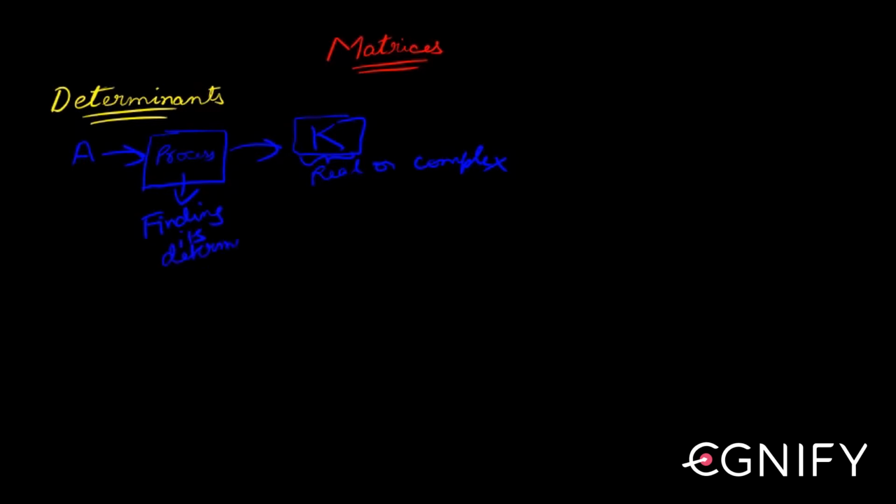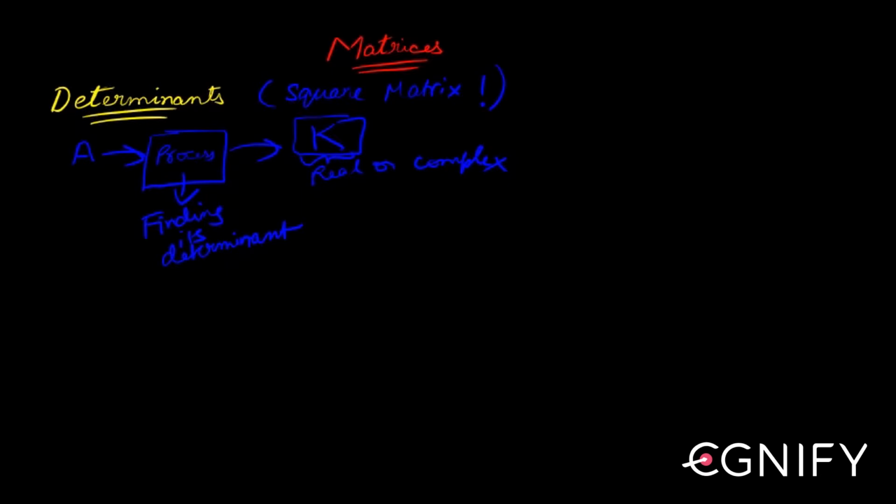So what happens is, first of all, determinants are only valid for square matrices. Remember this point, extremely important. If the matrix is not a square matrix, forget about the term determinants for it. There is no determinant which exists for such a matrix. So it is valid only for a square matrix.